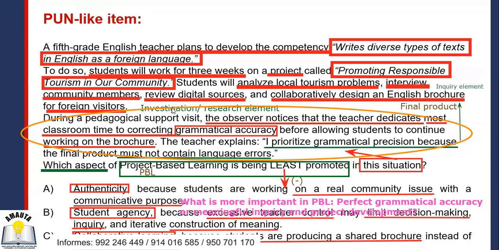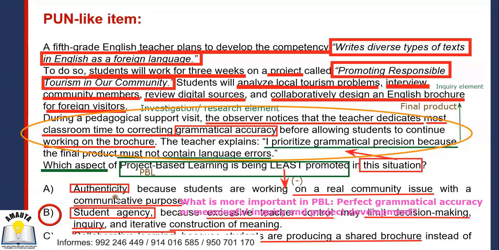Well, meaningful inquiry and project development. The students should reach the final product. So yes, my dear teachers, the answer for this question is B. Definitely, this is the least promoted in the situation with the observer, the student agency, right? Option A and option C are distractors, right?